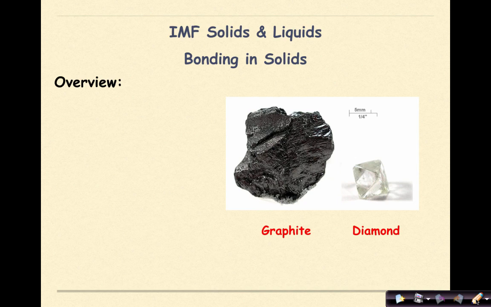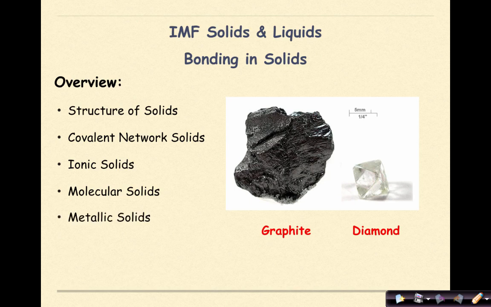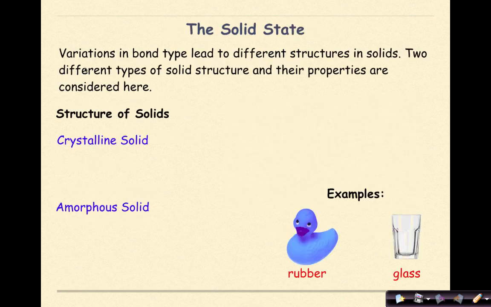Today we're going to talk about bonding in solids. Specifically, we're going to talk about structure of solids, covalent network solids, ionic solids, molecular solids, and finally, metallic solids. Variations in bond type lead to different structures in solids. Two different types of solid structure and their properties are considered here.